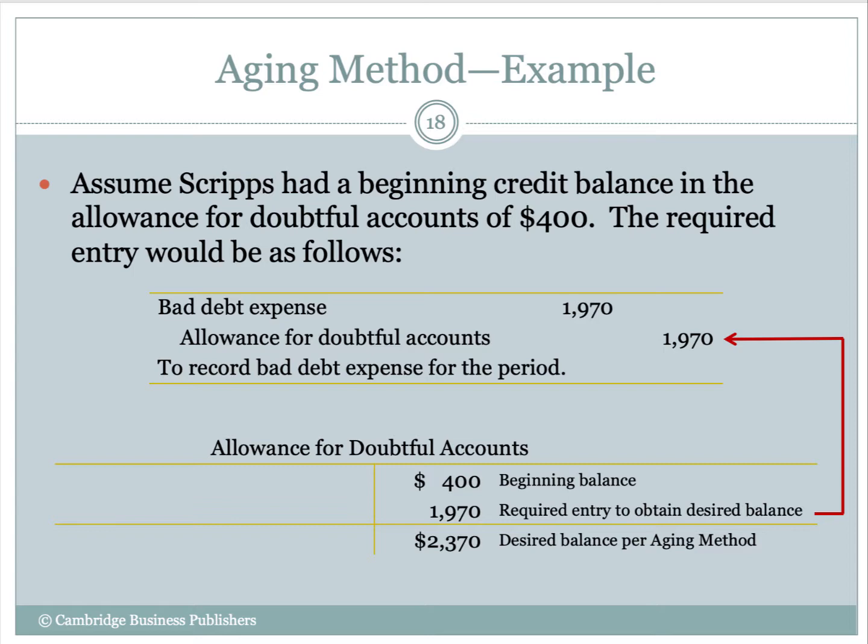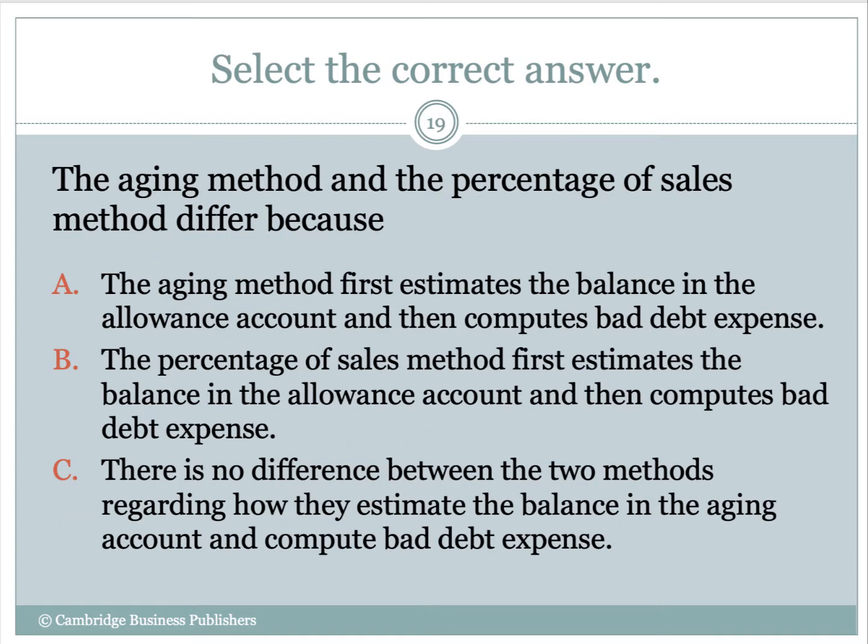What's the amount of the credit for allowance for doubtful accounts? Well, if we had a beginning balance of $400, we need to get to $2,370. That means that we need a credit entry of $1,970. We see at the bottom of the slide we're using the T account. That helps us to determine what that journal entry needs to be. So the required entry to get our desired balance is $1,970. We're going to credit allowance for doubtful accounts. We're going to debit bad debt expense.